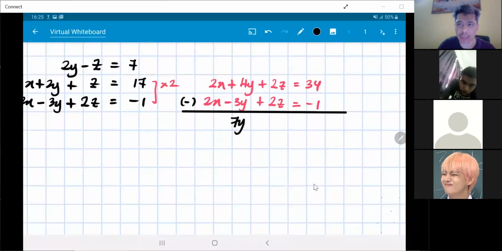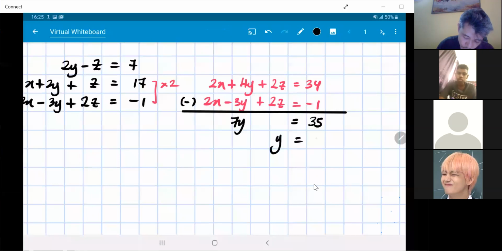And the z also disappears, because 2z minus 2z becomes 0. So no more z, only y is left. So it's faster this way. And then 34 minus negative 1 becomes 35. And then you get y equal to 35 divided by 7, it gives you 5. Okay? So it's much faster.